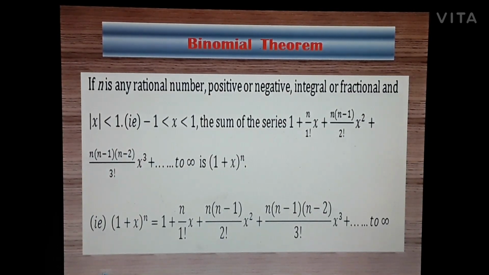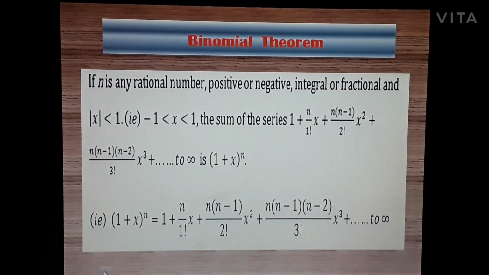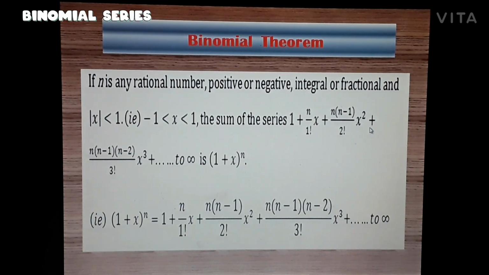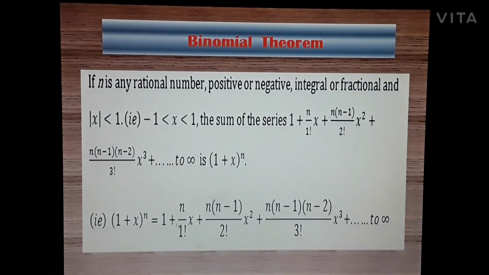If n is any rational number, positive or negative, integral or fractional, and mod x is less than 1, that is minus 1 less than x which is less than 1, the sum of the series 1 plus n by 1 factorial into x plus n into n minus 1 by 2 factorial into x square plus n into n minus 1 into n minus 2 by 3 factorial into x cube plus etc. up to infinity is 1 plus x the whole power n. That is, 1 plus x the whole power n is equal to this series. And this is the statement of binomial theorem, and this series is called binomial series.